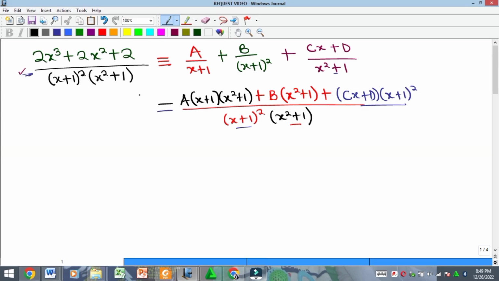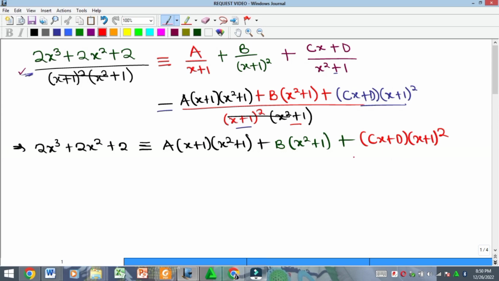Try to compare the numerator. Since the denominators are the same, they will simply cancel out. So we now compare the numerators. This now implies that 2x cubed plus 2x squared plus 2 equals the expression. So at this point, we can start trying to look for our a, b, c, and d.